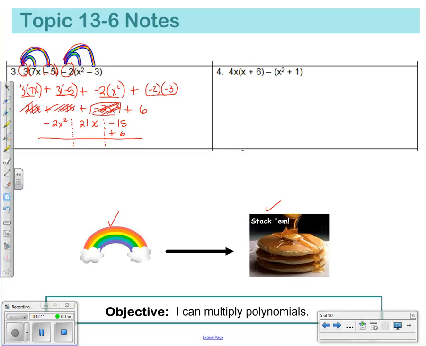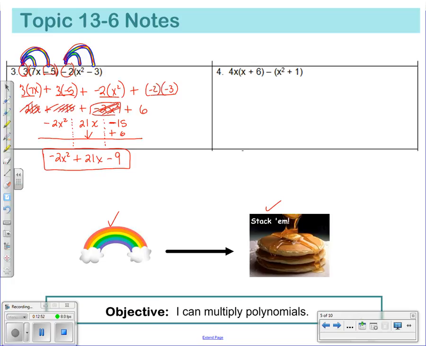Now combine. There's nothing to combine with our negative 2x squared, so it stays negative 2x squared. Nothing to combine with our 21x. It's positive, so we put a plus 21x. And then when I do negative 15 plus 6, you can type that in your calculator, remembering that because the 15 is first, I type it in as negative 15, not minus 15. And that is going to give us a negative 9. So my final answer is negative 2x squared plus 21x minus 9.